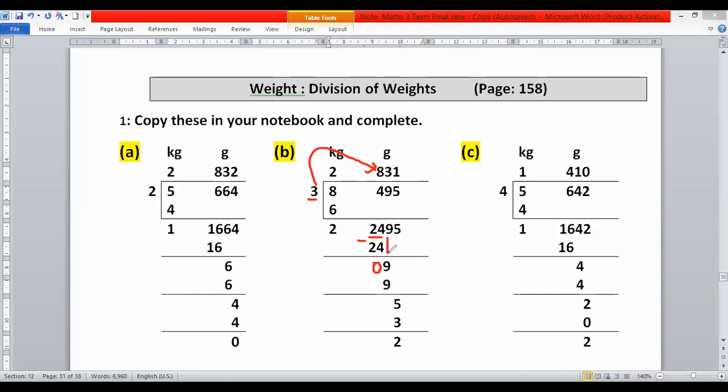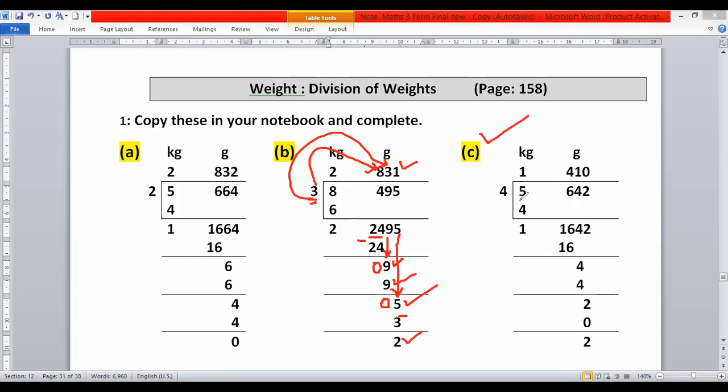And then we shift 9 here. Now we are going to divide 9 by 3. 3 times 3 is equal to 9. 9 minus 9, 0. Now shift the last digit, 5. Now you have to divide 5 by 3. So 3 times 1 is 3, and 5 minus 3 is 2. So this 2 means 2 grams are remaining after dividing.